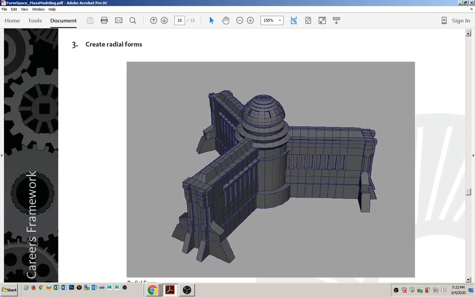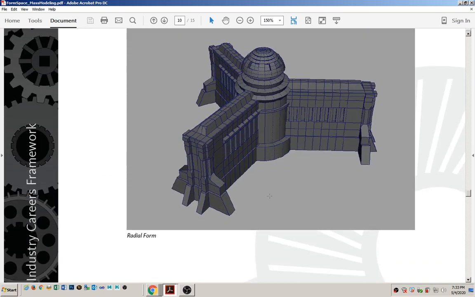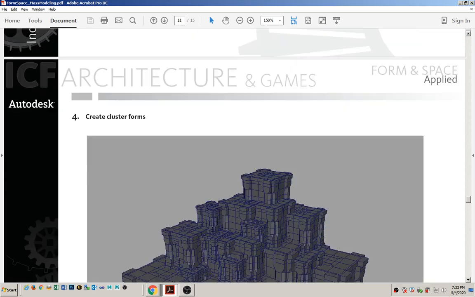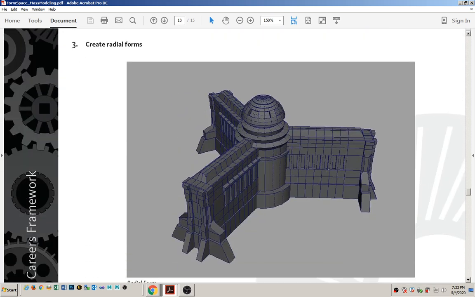All right. So that's your lab: create 2 centralized orders of form, 1 linear from the list up here, and then finally combine them to create your own radial order of form. And you can ignore the stuff here on clustered orders of form. All right, so that's the lab.